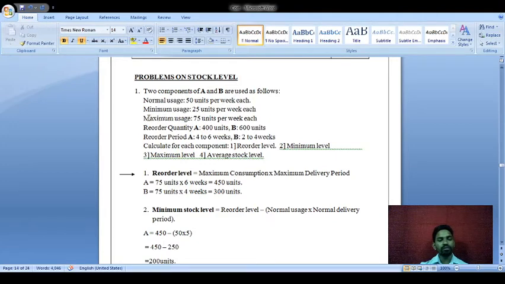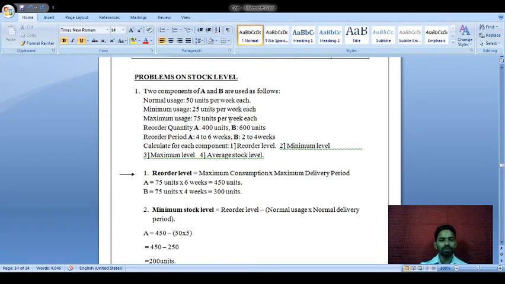Next, maximum usage is 75 units per week each. Next, reorder quantity for the A purpose is 400 units and for the B purpose 600 units. Next, reorder period for the A purpose is 4 to 6 weeks, meaning 4 is the minimum and 6 is the maximum, and for the B purpose the minimum is 2 and the maximum is 4 weeks. This is the data for the fixation of the stock level.